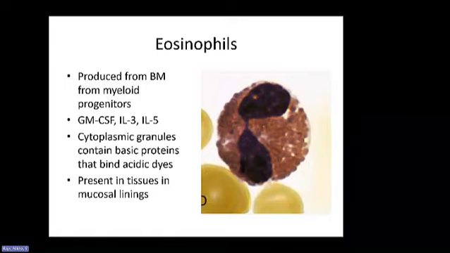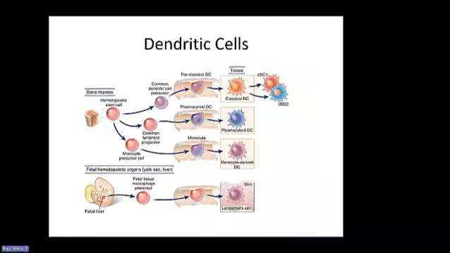Eosinophils, again, are produced under the influence of GM-CSF, IL-3, IL-5. These contain granules. Unlike basophils, they contain basic proteins, which means they bind to the acidic dyes, and they are present in the tissues as well as blood. They are present in the tissues in the mucosal linings as well.